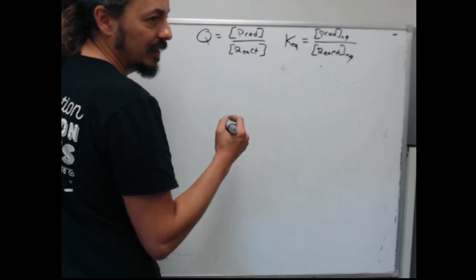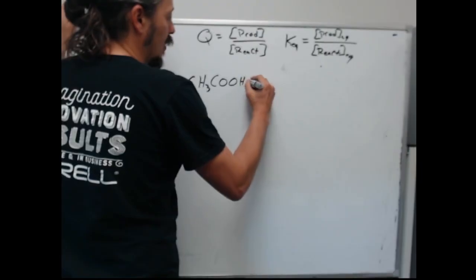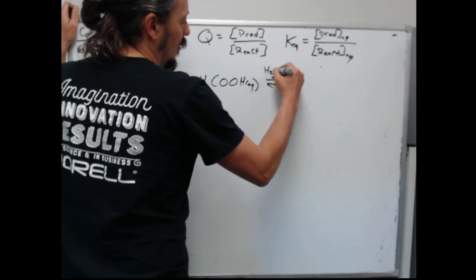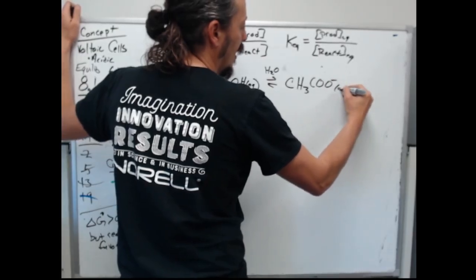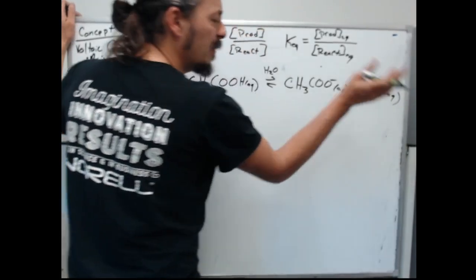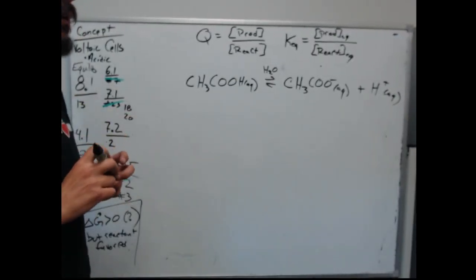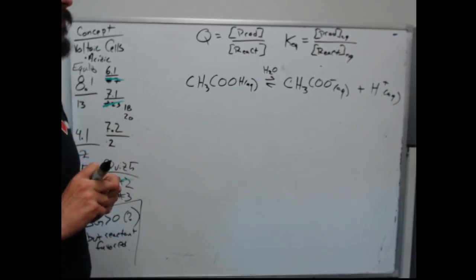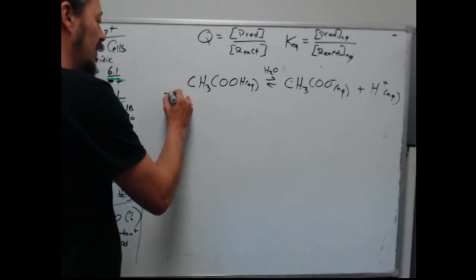acetic acid. I'm just going to do something simple. CH3COOH, aqueous, plus H2O goes to CH3COO minus, aqueous, plus H plus, aqueous. If you want to write H3O plus, you're more scientifically correct, but I'm just going to leave it as H plus for now. We'll get into that next quarter when we talk about the Bronsted-Lowry definition of acids and bases. Let's make up some initial conditions.